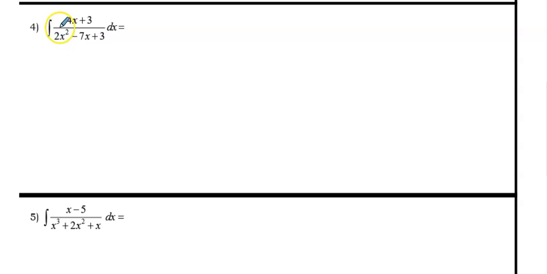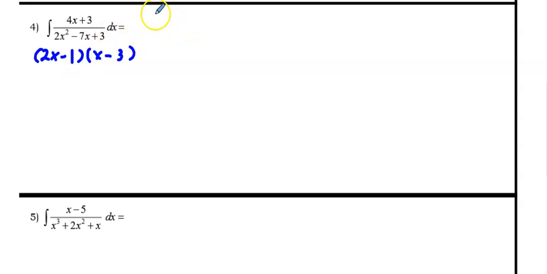So we're looking at the integration of number 4 here. Again, if we try to use u sub in the denominator, our derivative would be 4x minus 7. We have a 4x plus 3. So just like in the previous example, the first thing we want to do is factor the denominator. And when we do that, we get 2x minus 1 times x minus 3.